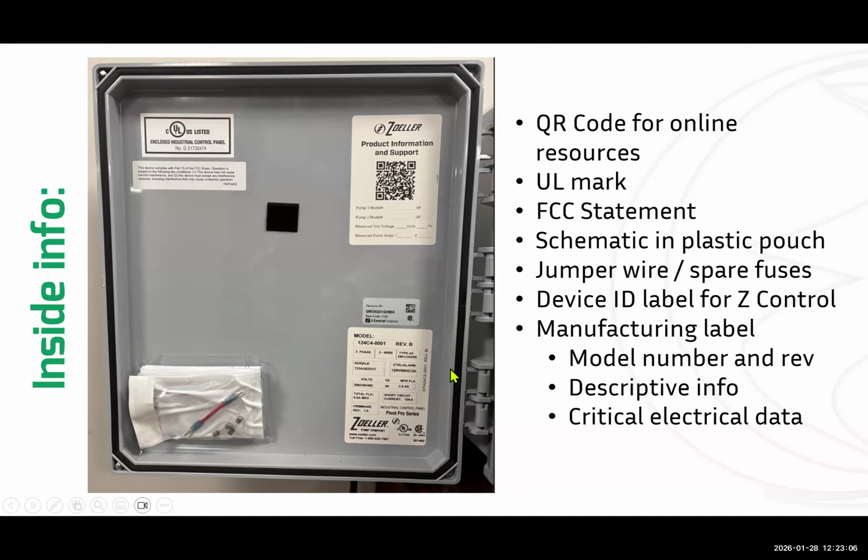And then lastly, down at the bottom, we have the manufacturing label, and it's going to provide a lot of pertinent data about the electrical characteristics of the panel. It's going to give you the model number, revision. It's going to tell you the firmware revision. It's also going to tell you what voltage and phase the panel is designed to operate, what kind of amperage the panel can handle, the max, the SCCR ratings. All of that exists on this manufacturer's tag.